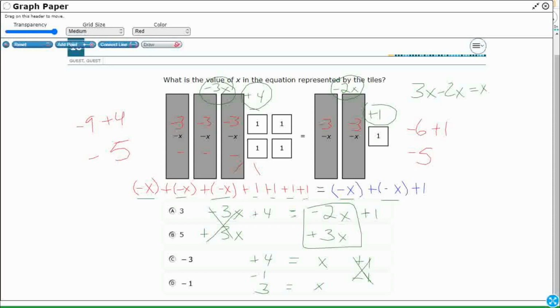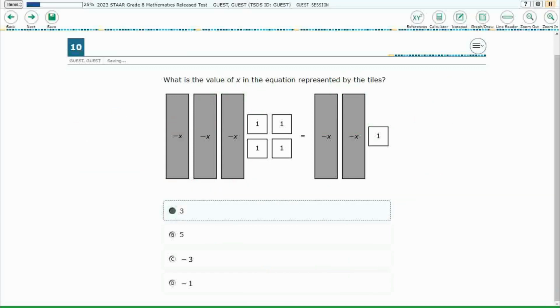Just like any equation, does negative 5 equal negative 5? Yes. You need to be able to plug your x back in for it to work. So we said x equaled 3, which means our answer here is going to be A, 3.